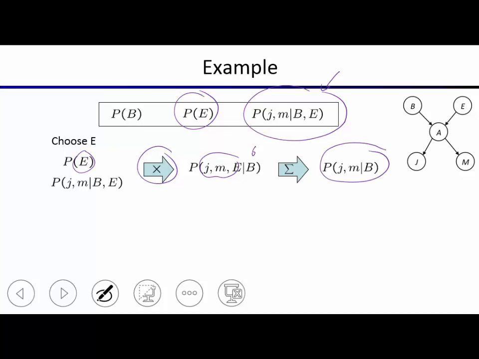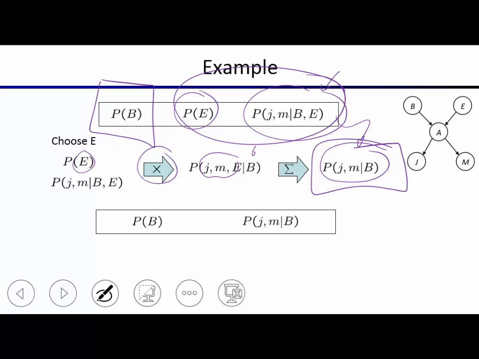What are we left with? These two were joined and then summed out over E to result in this factor. So we have this one left, and this one we didn't touch, and we also still have this. So we're left with two factors. At this point, there are no hidden variables left. Our query was B given J, M. We've summed out over all hidden variables. We're at the last stage of the variable elimination algorithm. We joined together the remaining factors.